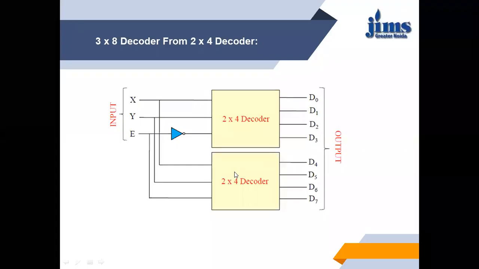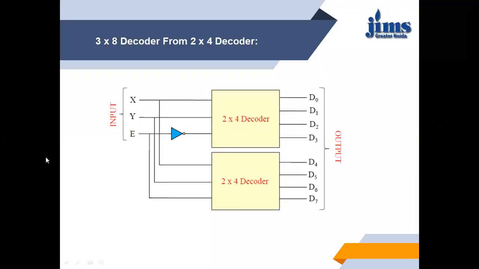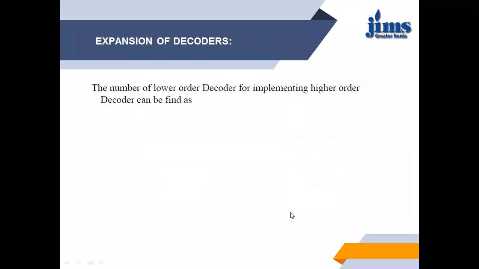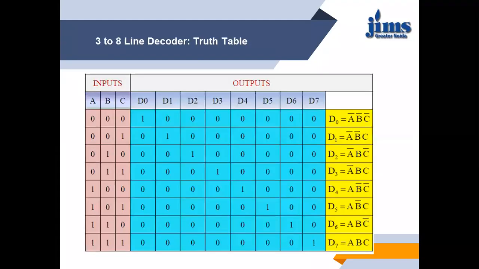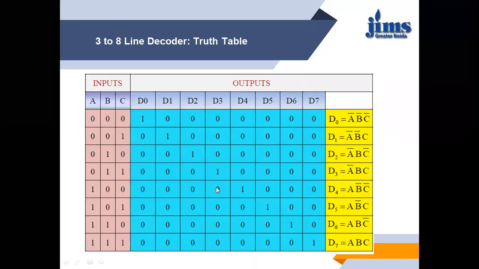Suppose the input combination is 1 0 0. So whenever 1 is given, the output of this NOT gate will be 0. That means this decoder will be deactivated and the output will be 0 0 0 0, and with 0 0 activated, D4 will be 1. So the output will be 0 0 0 0 1 0 0 0. And we can see the same with the help of the truth table here. When the input is 1 0 0, D0, D1, D2, D3, D4 will be 0 0 0 0 1.